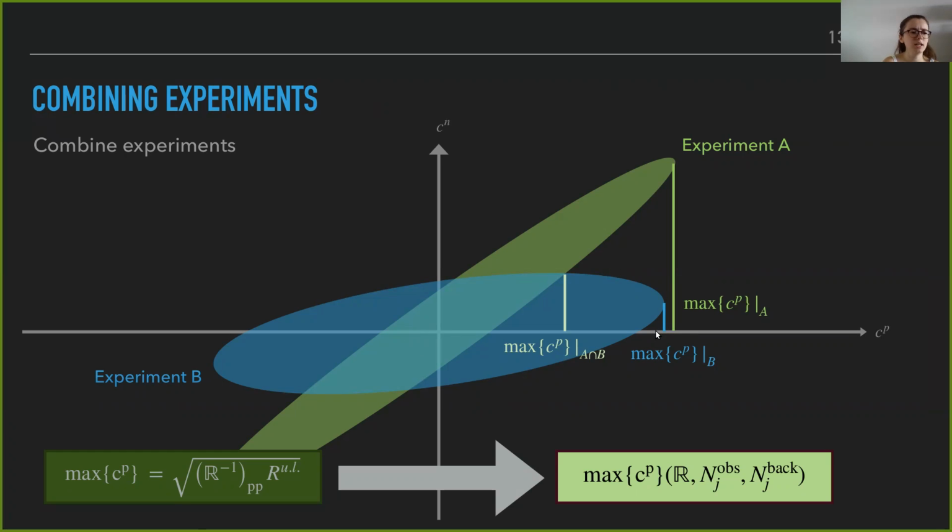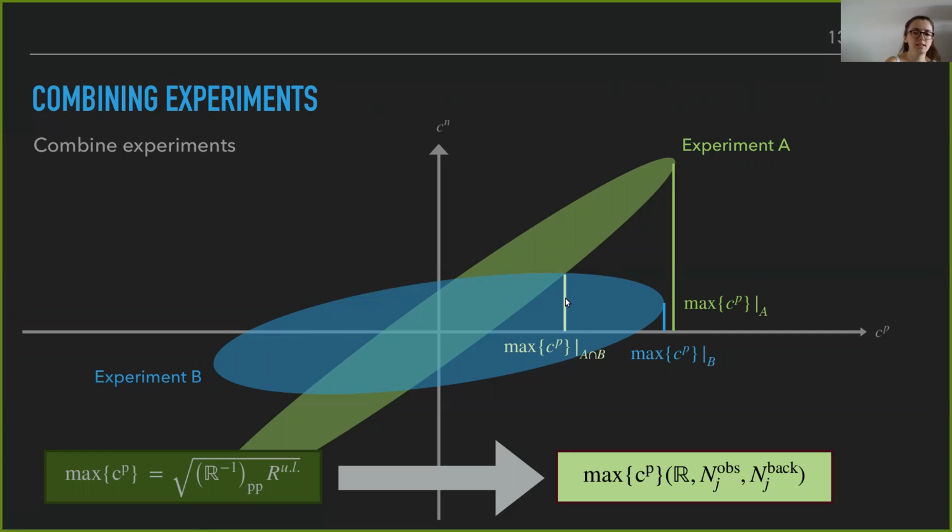Naively, one could think that one simply takes the stronger limit of both, in this case, the one of B, but actually, the parameter space here and here is already ruled out by experiment B. And same for this parameter space here and here, it is ruled out by experiment A. And the parameter space that is still allowed by both experiments is this overlap region here. So the most conservative limit from the combination of experiments is therefore here.